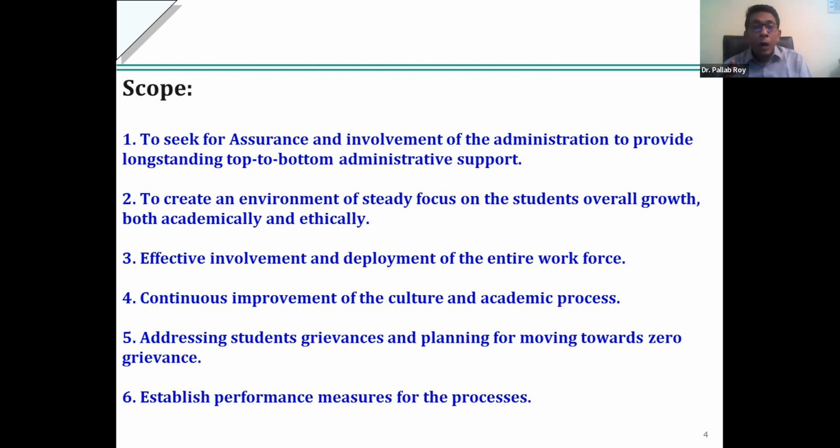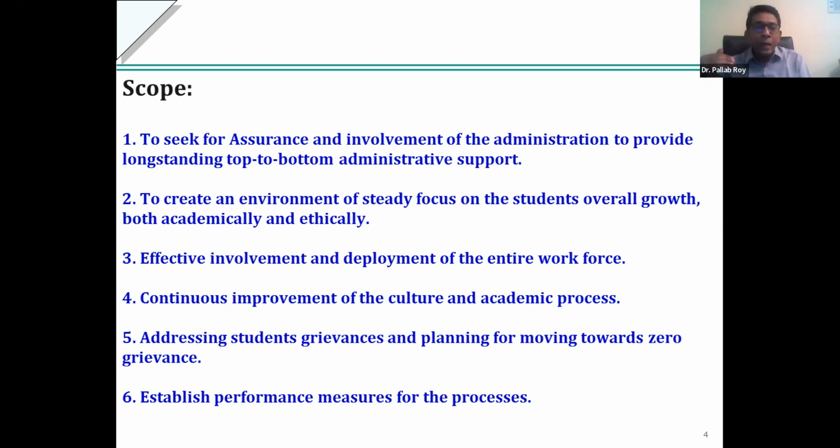Now we have discussed a number of times about this, that you have a complete workforce out of which 60% or 50% are getting utilized. For the rest, either they are not willing to get themselves involved, or you are unable to get the best out of them. So the effective involvement and deployment of the workforce is also another scope to improve. The fourth one is continuous improvement of the culture and academic processes.